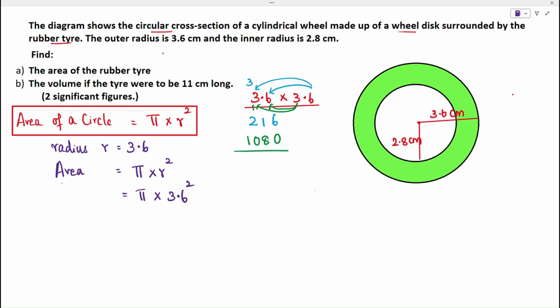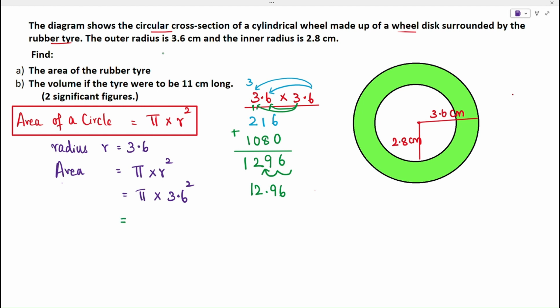So if we total this together, 6 plus 0 is 6. 1 plus 8 is 9. 2 plus 0 is 2. And 1 plus 0 is 1. And now we have two values on the right hand side of our decimal point. So we're going to count two values over, and we're going to put our decimal point in the middle. So we have 12.96 as 3.6 squared.